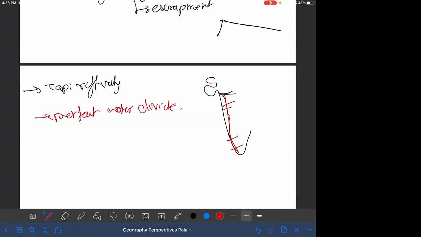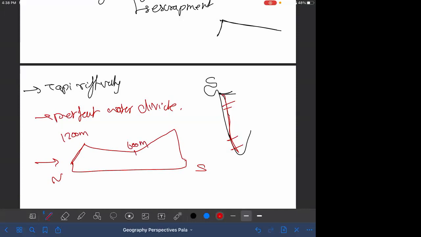Right. Now, if you look at the altitude of the relief features of Western Ghats, you can see that the Western Ghats is higher in its north and southern extent. In northern extent, it will be somewhere around 1,200 meters on average. Here, there will be an average of 600 meters, and in this part, you have an average of 2,500 meters. So the Western Ghats is higher in the south.